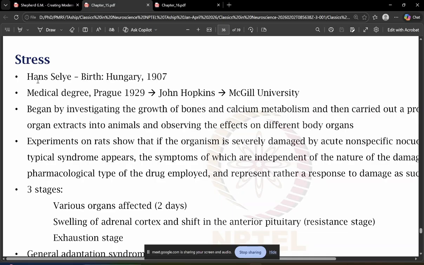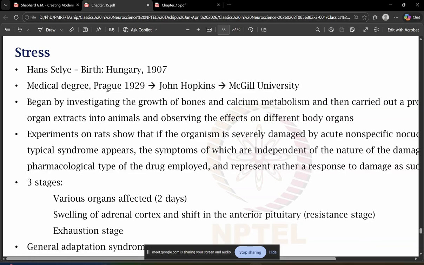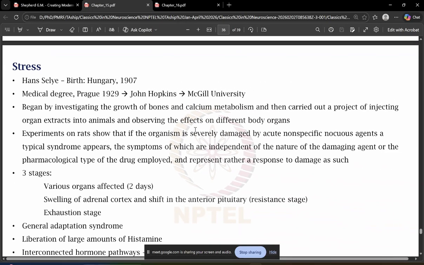So, who was this person? He was born in Hungary and he studied in Prague, obtained a medical degree. Initially was at Johns Hopkins in the United States. Then he went to McGill University in Canada. There he was initially working on understanding the growth of bones and calcium metabolism. After that, he started on a project in which he was injecting organ extracts into animals and he was trying to see what is the effect on the different organs of the body.